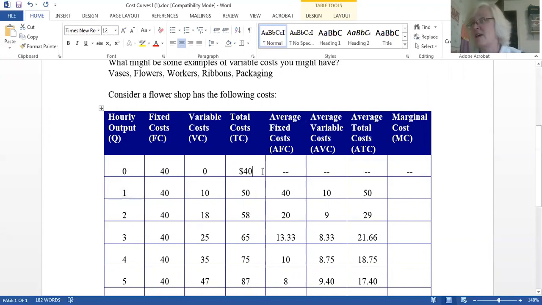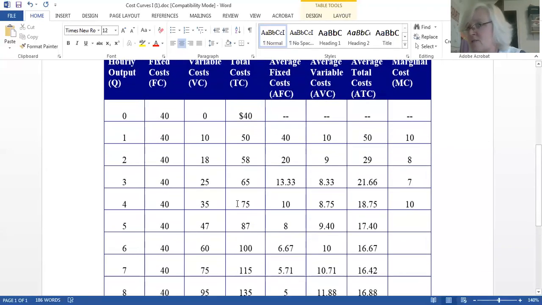Okay? But in this case, so change in total cost from 40 to 50, so let's do the first one, that's going to be 10. All right, the next one from 50 to 58, that's going to be an 8. From 58 to 65, that one's going to be a 7. 65 to 75, I believe that one's a 10. Let's do the next one, 75 to 87. I believe that's a 12, right? 87 to 100 looks like 13.